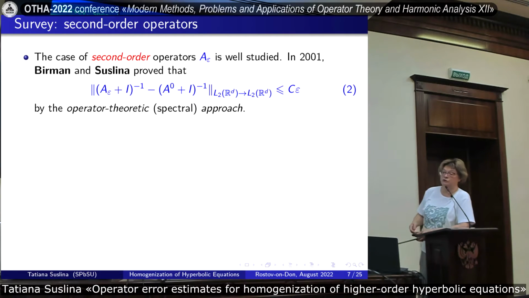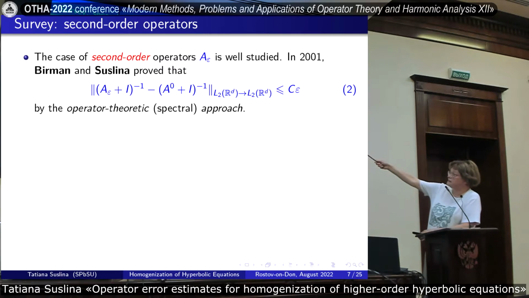Now it's convenient to give a short survey of the known results. The case of second order operators A epsilon is well studied. In 2001, in our joint paper with Mikhail Solomonovich Birman, it was proved that the resolvent of A epsilon converges to the resolvent of A naught in the L2 operator norm. And the norm of the difference satisfies the sharp order estimate, order epsilon. And this was obtained by a new approach, the operator theoretic approach.